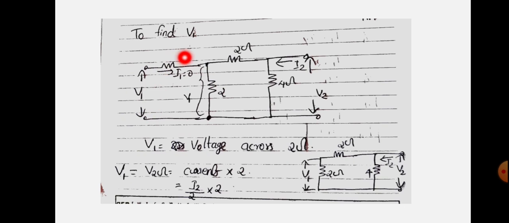But you know that here the current is 0, so that resistance will not be here. So V1 will be the voltage drop across this 2 ohm resistance. So you have to find out this V1. And here V1 is the voltage drop across 2 ohm, that is we can represent V1 equal to V2 ohm. That will be equal to the current through this 2 ohm into 2. What is the current through this 2 ohm?